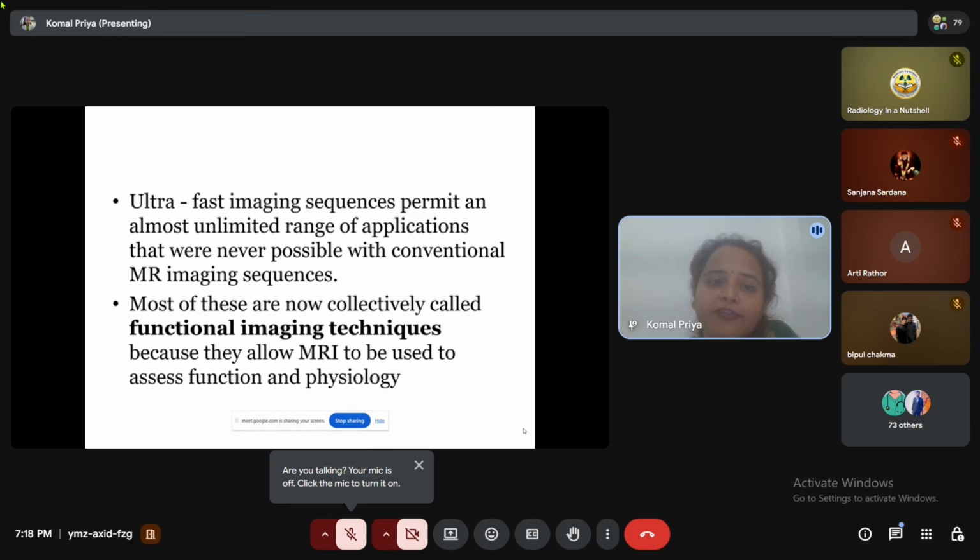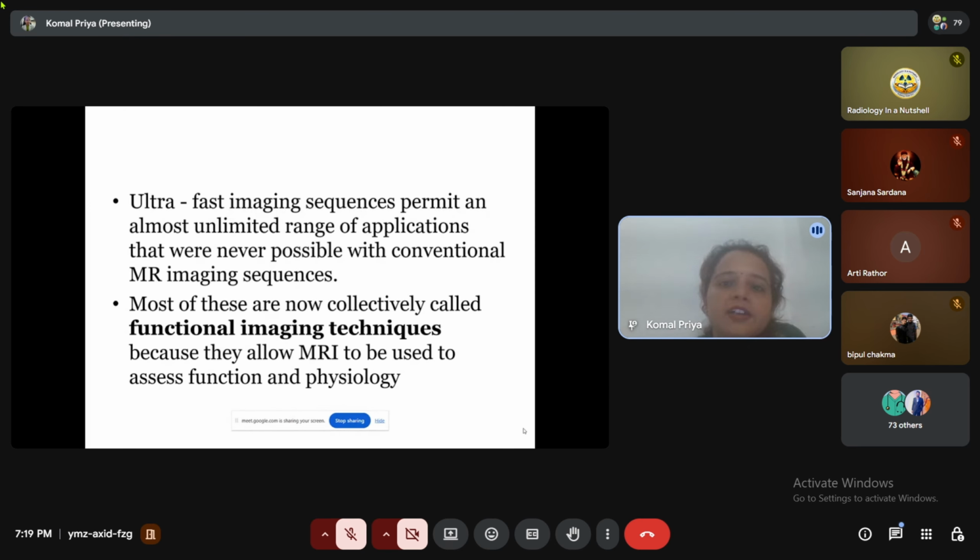So first I'll be discussing diffusion weighted imaging. Then we'll move ahead to perfusion. Then we'll be discussing a little about BOLD sequences, which is fMRI, and a bit about spectroscopy.